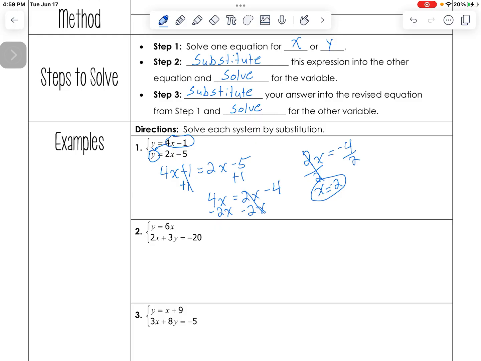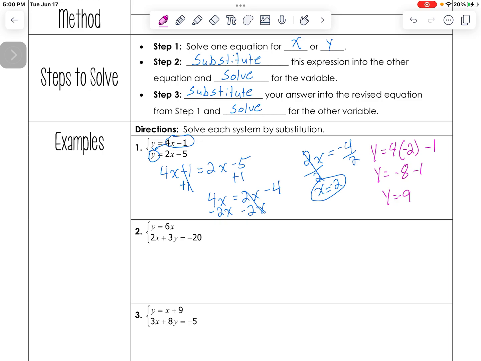Substitute your answer into the revised equation from step 1 and solve for the other variable. I know that sounds complicated. All it is saying is we're going to take this negative 2 and plug it into this original expression that we have circled. So y equals 4, and in place of x, we're going to put negative 2, minus 1. All right, y equals, what's 4 times negative 2? Negative 8, good, minus 1. y equals negative 9.